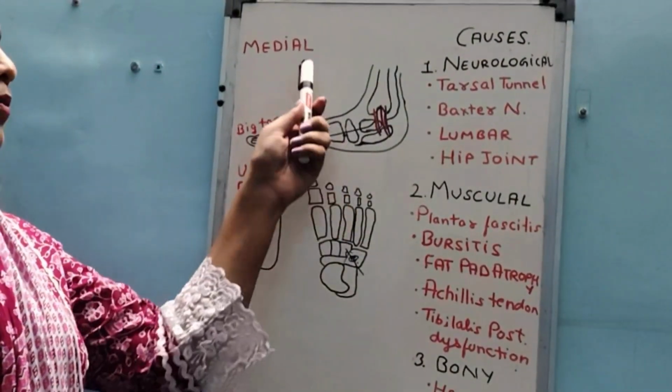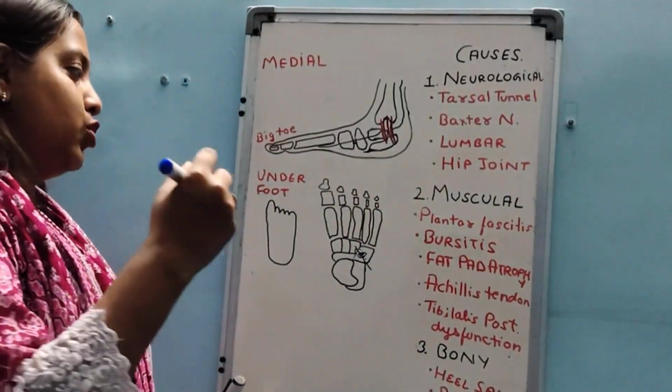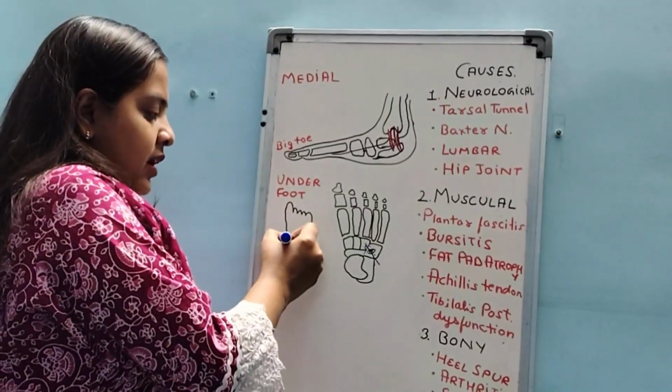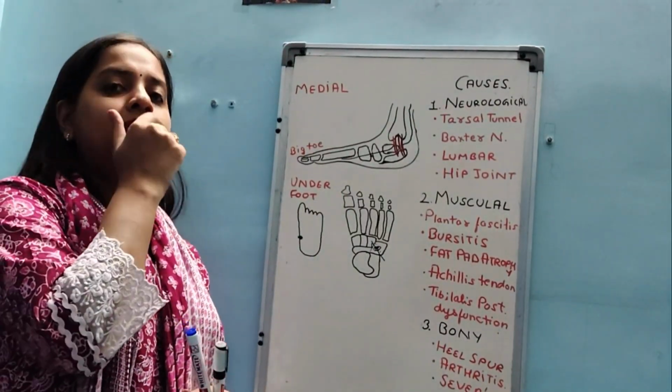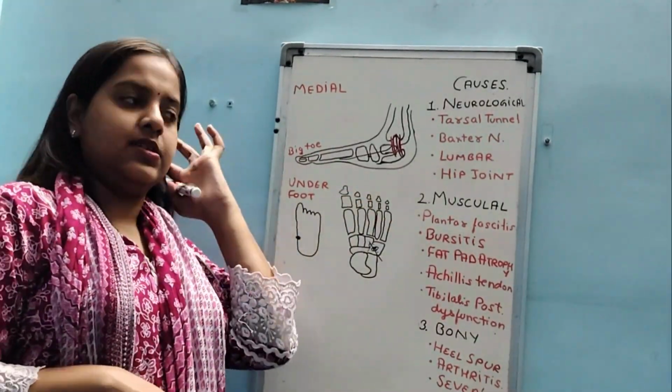Now this pain is usually on the medial side of the foot, and it is usually pinpointed. It is usually at a pinpoint place in a small space, and the pain is very sharp, stabbing and a nagging kind of pain. You can diagnose it by getting an X-ray.